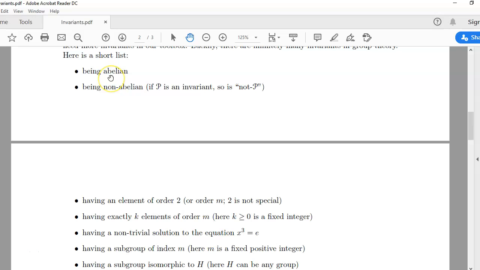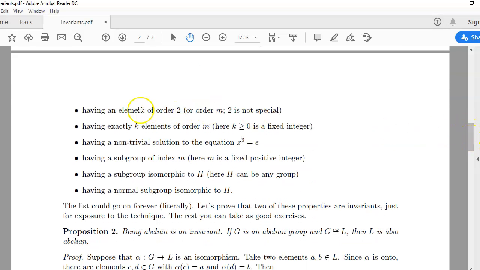For one, being abelian is an invariant. And it's a good philosophy to realize that anytime you have an invariant, so is its opposite. So if P is an invariant, so is not having P. That's also an invariant. So since being abelian is an invariant, well, so is being non-abelian. Right? So you can always get a new invariant from an old one by just negating it, saying you don't have it. Okay? So being non-abelian is an invariant.